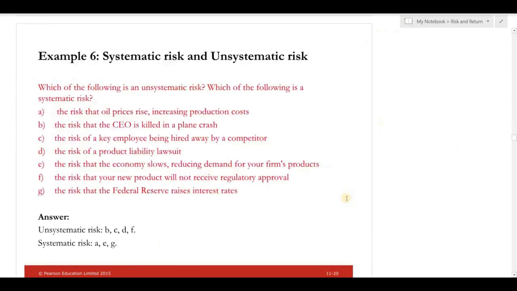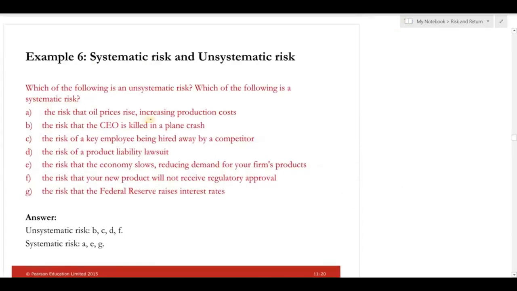Here are a few examples to differentiate between systematic and unsystematic risk. The risk that oil prices rise, increasing production costs. So this is common to everyone, all the companies, right? So that is a systematic risk. The risk that the CEO is killed in a plane crash. So this is a company's news, so that is unsystematic risk. The risk of a key employee being hired by a competitor. Again, this is an unsystematic risk. The risk of a product liability lawsuit, this is also again unsystematic.